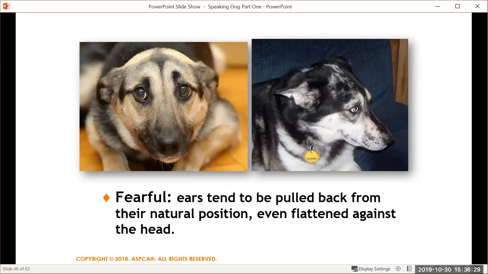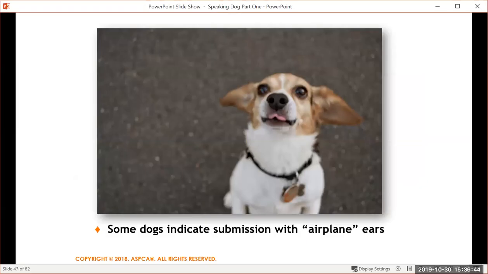Next slide. Fearful ears tend to be pulled back. So whatever their natural position is, even if they're pricked, they're going to be pulled back as much as they can, and possibly even flattened against the head. Next slide. This is my favorite, another scientific term, airplane ears. Typically, if you see the dog with his ears out, like airplane wings, that's probably a dog that's indicating submission. And again, note the tongue here. We're going to talk about the significance of the tongue sticking out later, but just take note of it in this situation.